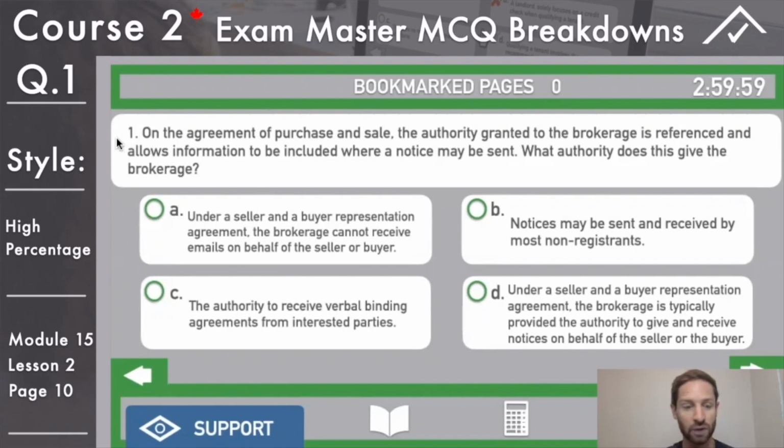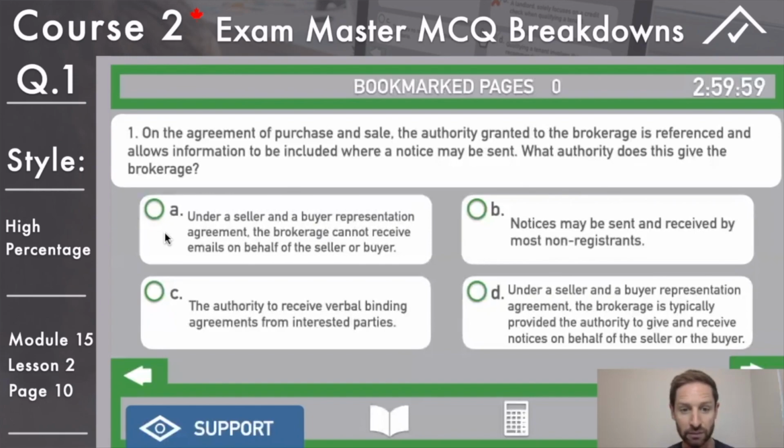Okay, so I always just go top left, deep breath, and we start reading. This is how I do it when I'm on the exams as well. I always utilize the cursor. Okay, 1. On the agreement of purchase and sale, the authority granted to the brokerage is referenced and allows information to be included where a notice may be sent. What authority does this give the brokerage? Perfect. And I always move the cursor and do these practices while I'm on the exam. I move it over to A, read it, and if it sounds correct, I leave it hovered over. So I'll try to utilize those fundamentals as well.